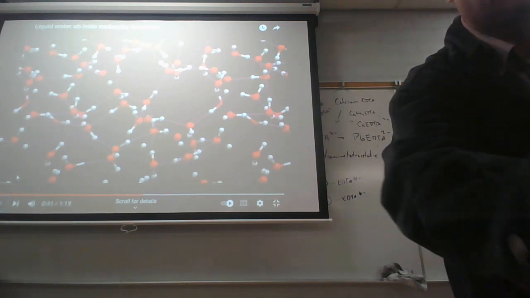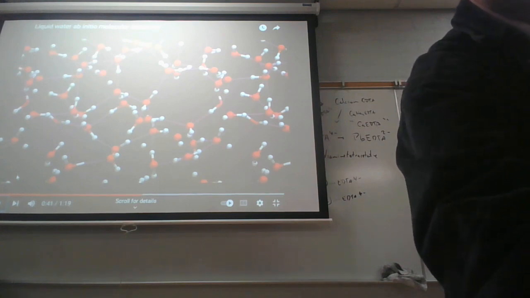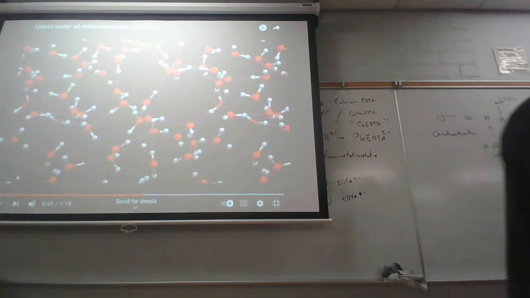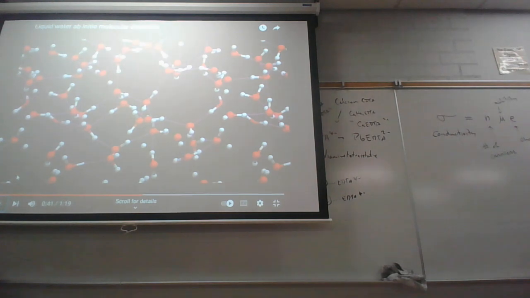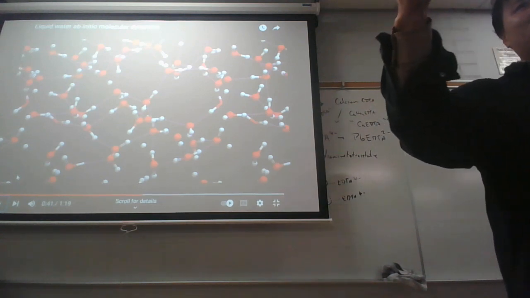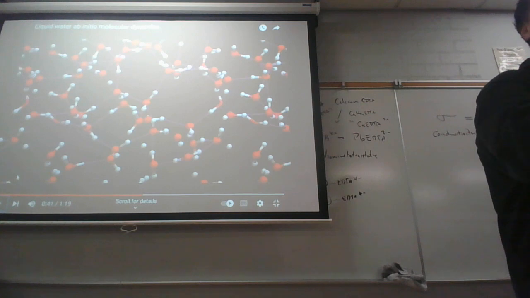So let me plug this in. Let me just check if it's working. You know what this is? This is the graphite rod. Does graphite conduct electricity? Do you know?